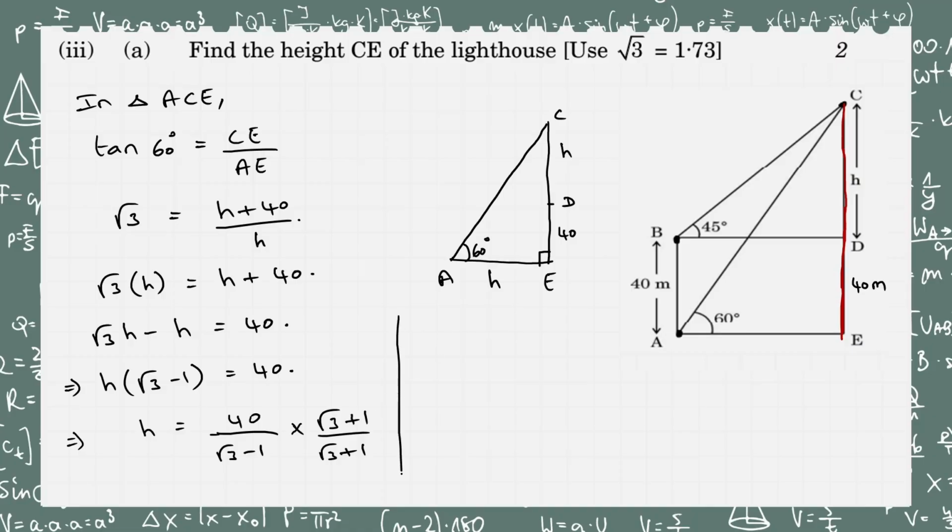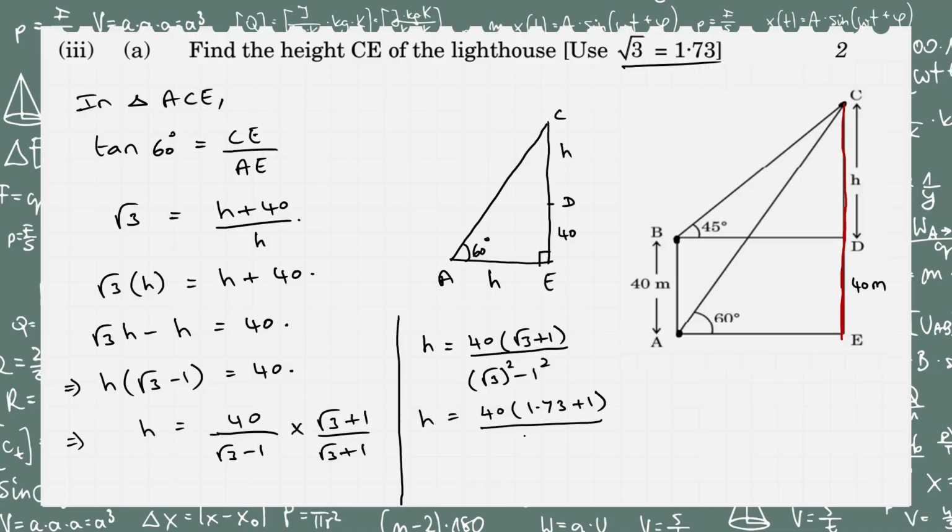So continuing further, we get H equals 40 into root 3 plus 1 divided by root 3 minus 1 into root 3 plus 1. This is of the form a minus b into a plus b, which can be written as a square minus b square, which is root 3 square minus 1 square, right? So H will be 40 into 1.73 plus 1. Why? Because they have given root 3's value as 1.73. So divided by root 3 squared is 3, minus 1 squared is 1. So 3 minus 1 is just 2.